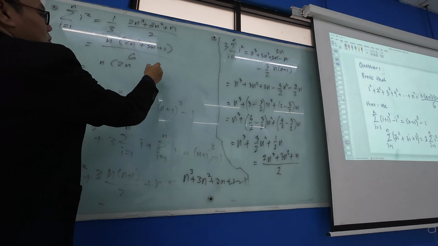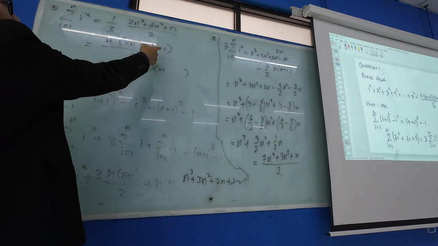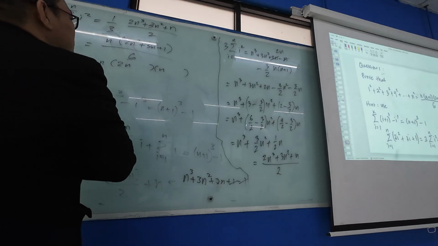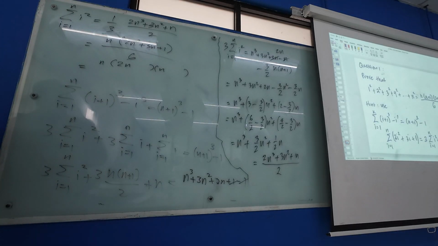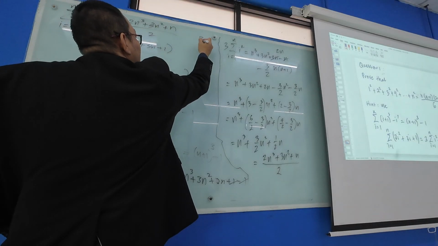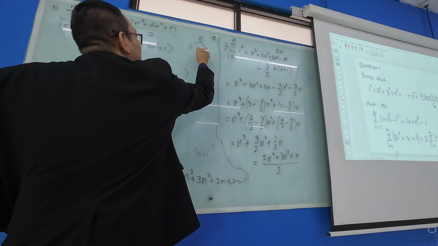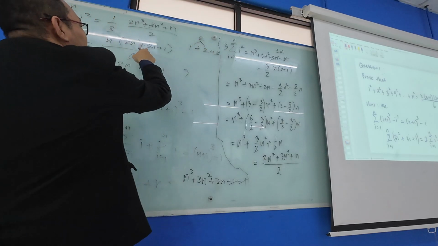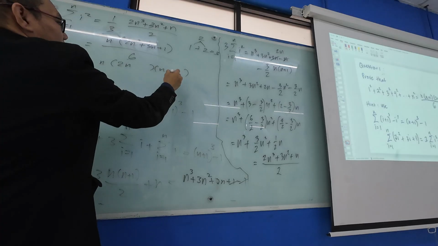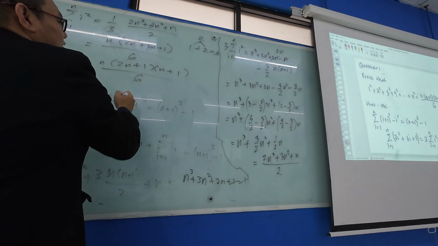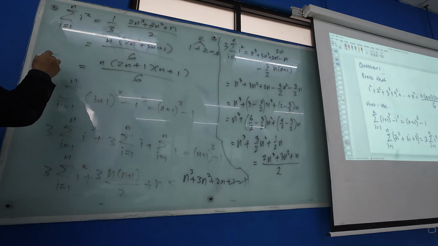Find two numbers that multiply to 2 and add to 3. That is 1 times 2. So the numbers are 1 and 2, because multiplication is 2 and addition is 3. So this is n times n plus 1 times 2n plus 1 divided by 6. So it proves the formula.